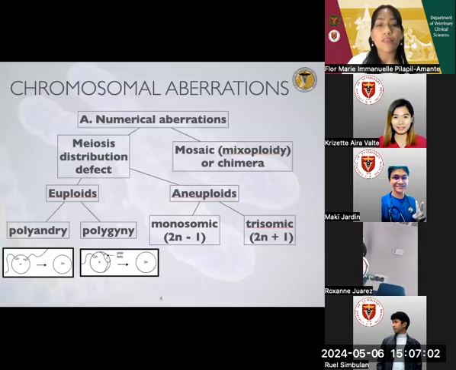Okay, then we have the aneuploids, which have an abnormal number of chromosomes. So coming from 2n equals 46, 2n minus 1 for monosomic will be 45, or 2n plus 1, that will be 47 for the trisomic.